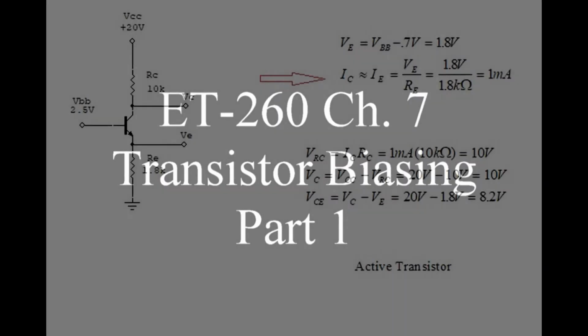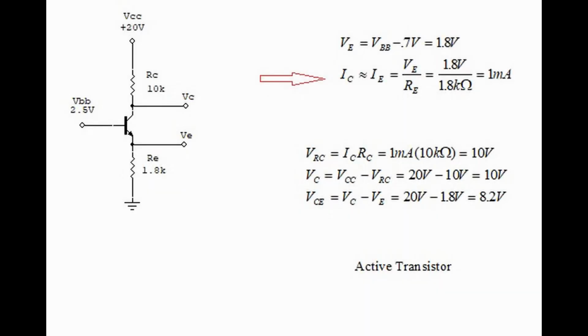This chapter is a continuation of what we started in chapter 6 with more methods of how to bias the transistors on. Let's begin where we left off. Let's look at the base and see that VBB is 2.5 volts. So voltage at the emitter then is 2.5 volts minus 0.7 volts for the diode drop, which equals 1.8 volts.